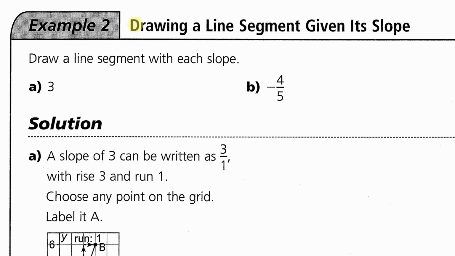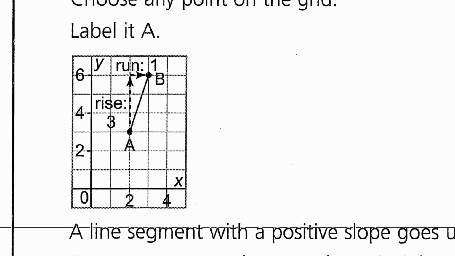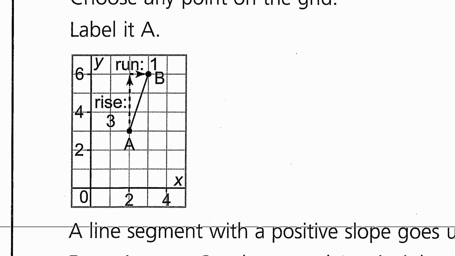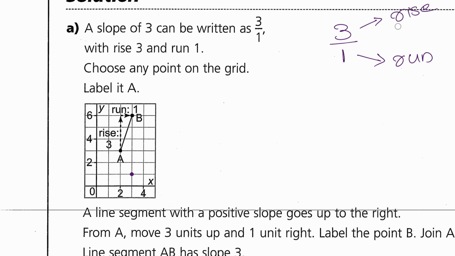Example 2, drawing a line segment given its slope. The question is, draw a line segment with each slope. First question, the slope is 3. See, 3 can be written as not just 3, any whole number can be written as a fraction, and the denominator is 1. And this 3 is the rise and 1 is the run. So what do you have to do? We have the graph here. As the question is not mentioning any specific point, you can choose any point. For example, if I am choosing this point, rise is 3 units and run is 1 unit.